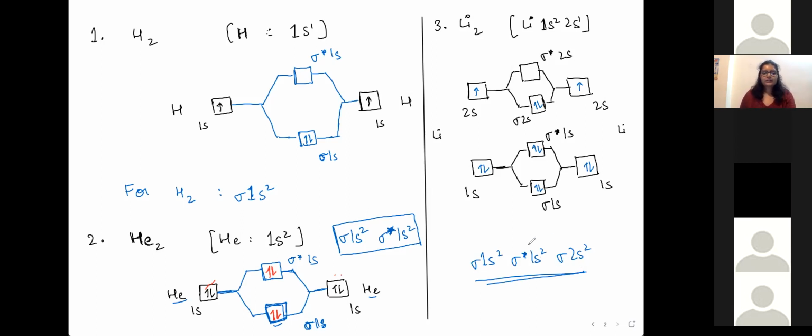Have you guys drawn the energy diagram? Yes, ma'am. Okay. In that case, we'll go to the next part.